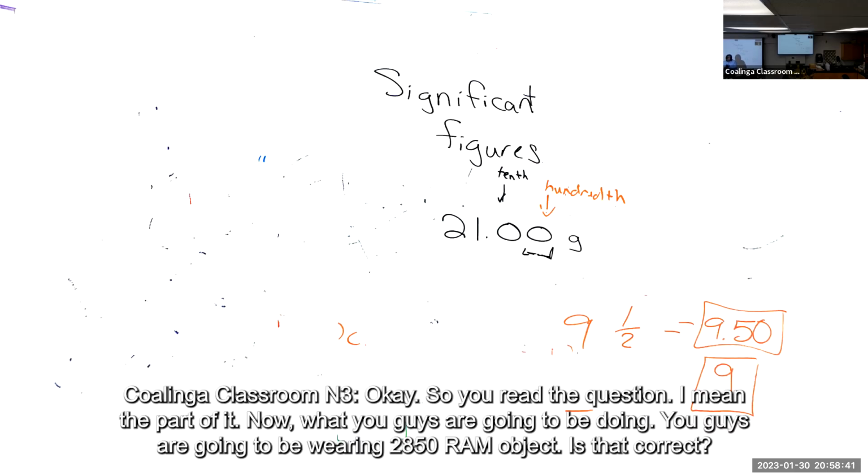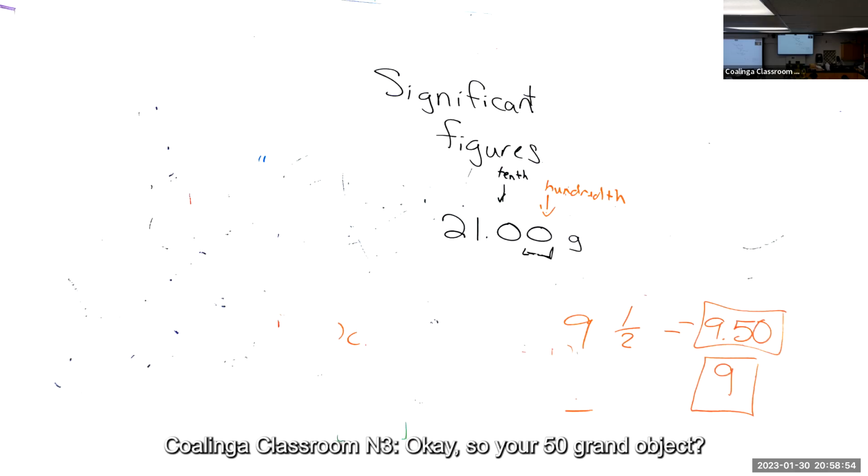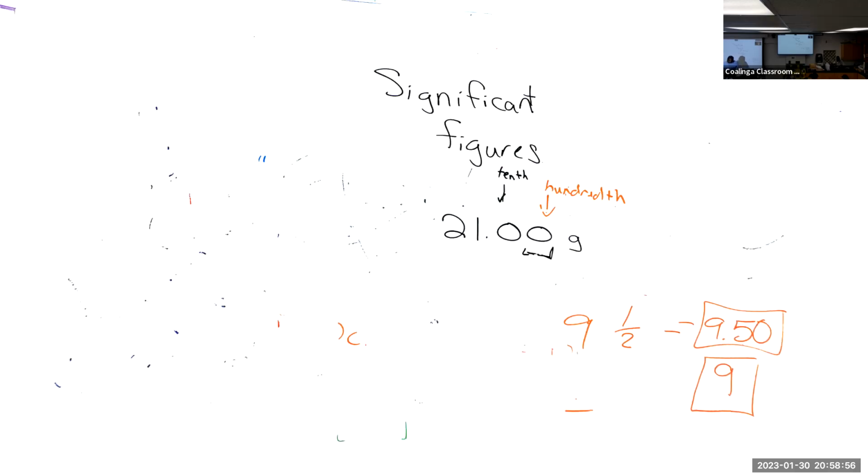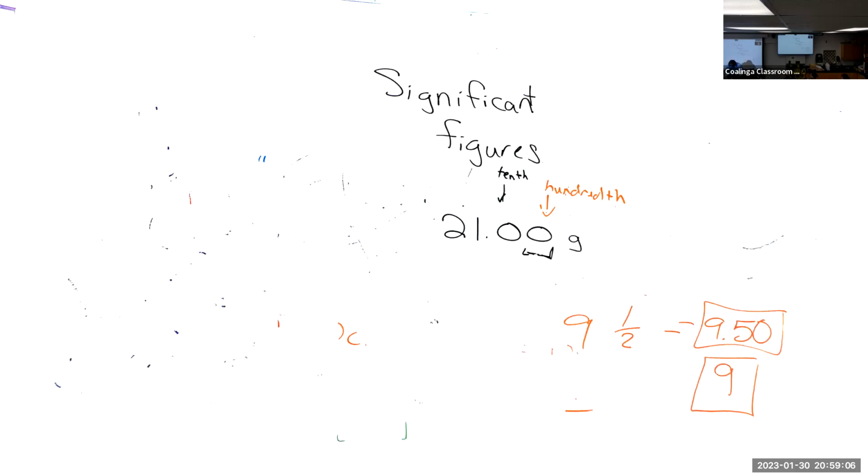Okay, so if you read the question, read the part of it. What you guys are going to be doing is weighing a 50-gram object. Is that correct? Okay, so your 50-gram object. One second. This is what happens when you share stuff with other classes. They don't put things back.